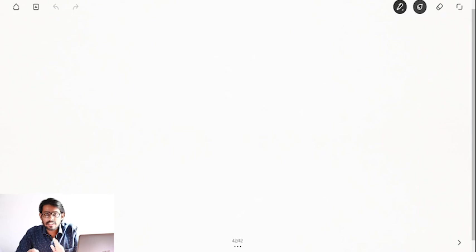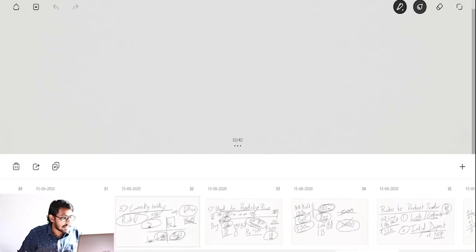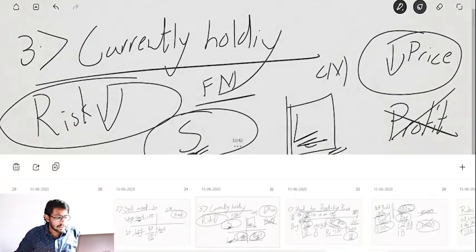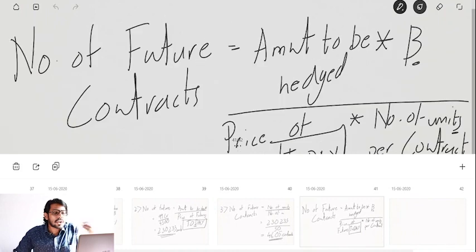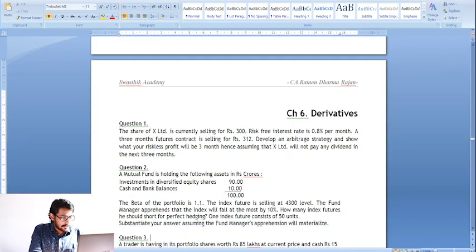Okay. So if that is done, we have completed two important concepts. Concept number one, the cross. Guys, remember how hedging happens. If you are holding something today, you are currently long, then in the future market, today short, after 3 months long. That is a strategy. Strategy is very important. Point number two is regarding number. How many contracts should you short? We decide the strategy. Point number two, how many contracts should you go short or long on? Amount to be hedged into beta by price of futures today into number of units per contract. Okay. Question number two is done.